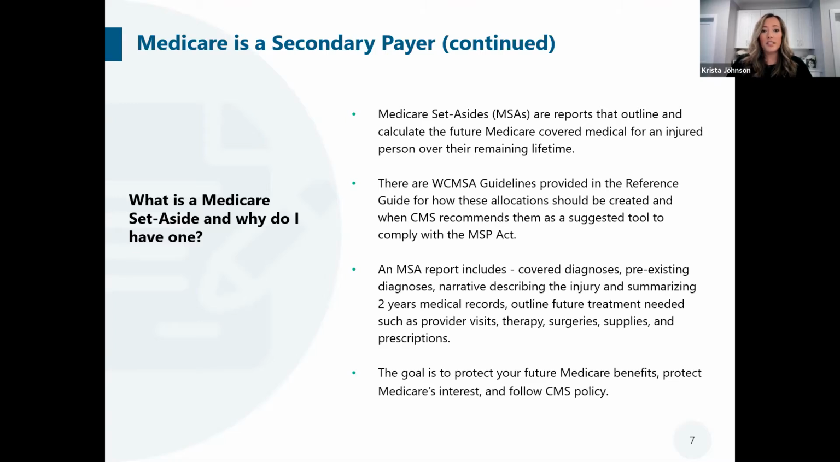Your MSA report is going to include quite a bit of information. It's going to cover your diagnoses, your pre-existing conditions, a narrative describing what the injury may be, and summarizing what your 2 years of medical records are. Also outlining what your future treatment may be, such as your provider visits or therapies, surgeries, your supplies and prescriptions. So maybe you need a wheelchair or you have prosthetics. All of your injury-related medical will be listed out in this MSA allocation.